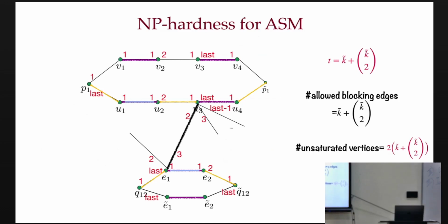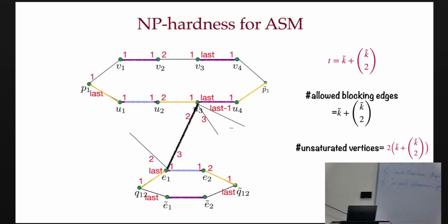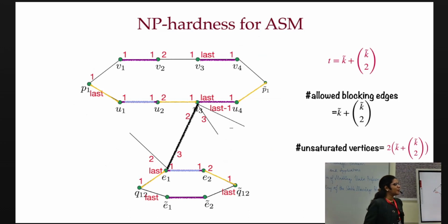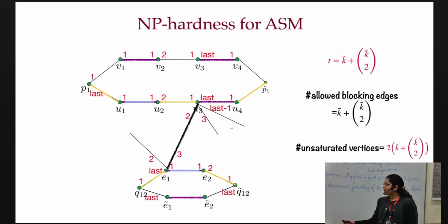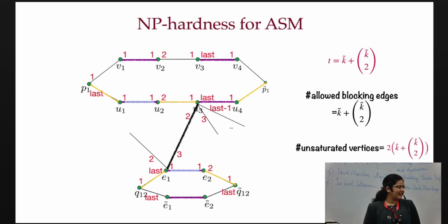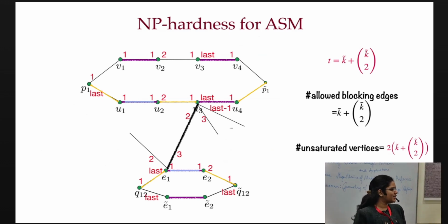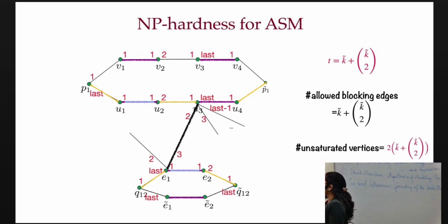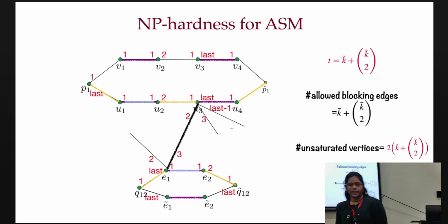NP hardness we are done, but I promised degree 3. None of you actually pointed it out, right? So the degree is not 3 here, right? The degree is not constant here, the degree is large, right? But to make it constant, here's a standard trick for such kinds of reductions.